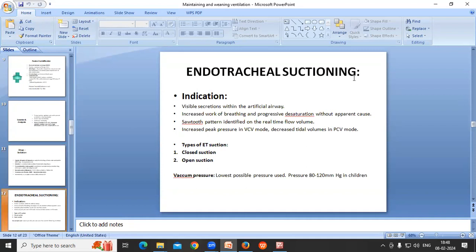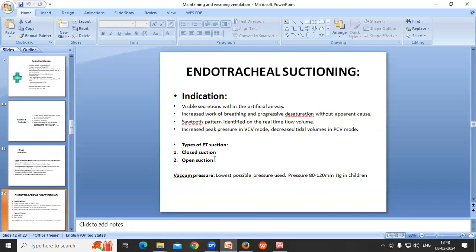So endotracheal suctioning: the indication is visible secretions. There's no routine timing for suctioning, whether second hourly, fourth hourly, eighth hourly, or tenth hourly. If you see secretions, do the suction. Or if you feel the child is having increased work of breathing or desaturation, thinking of secretions, you do suction. In the graphs, if you see the sawtooth pattern, then you need to do the suction. Or if the pressures have gone up, then you need to do the suction.